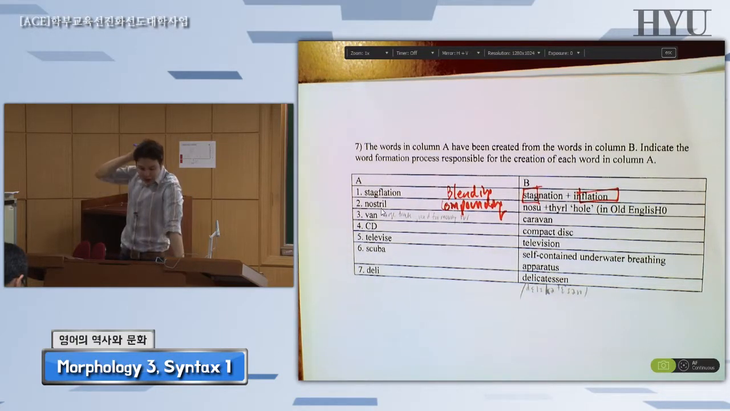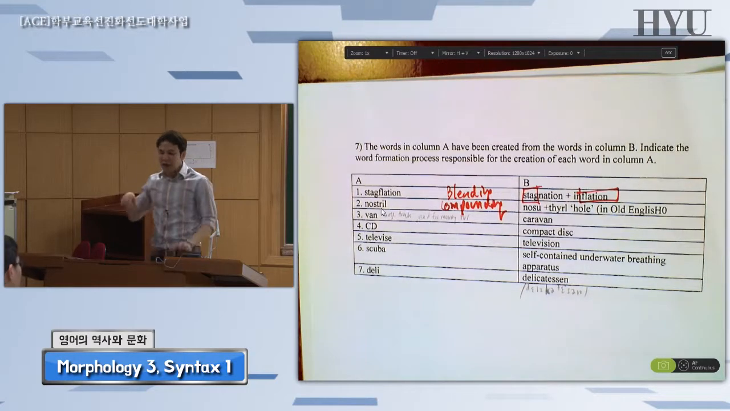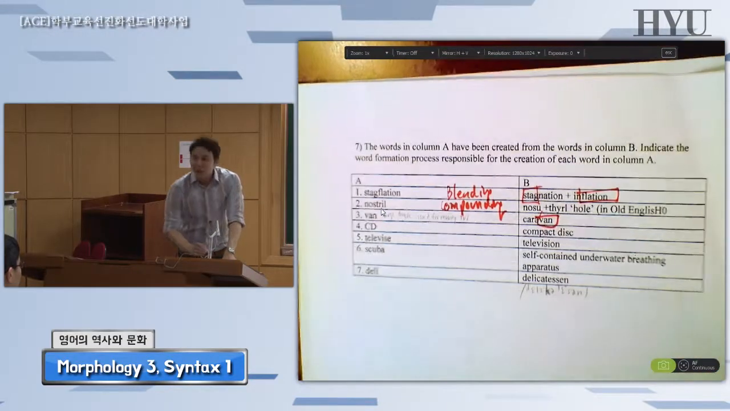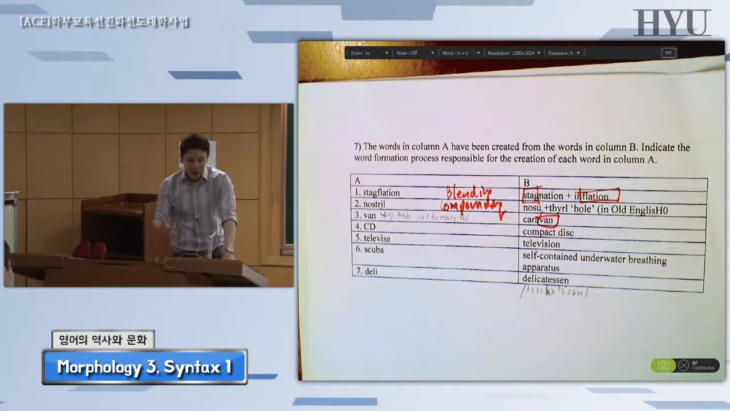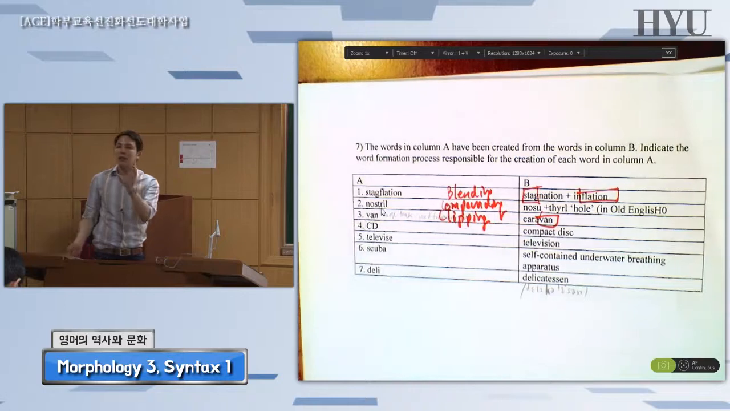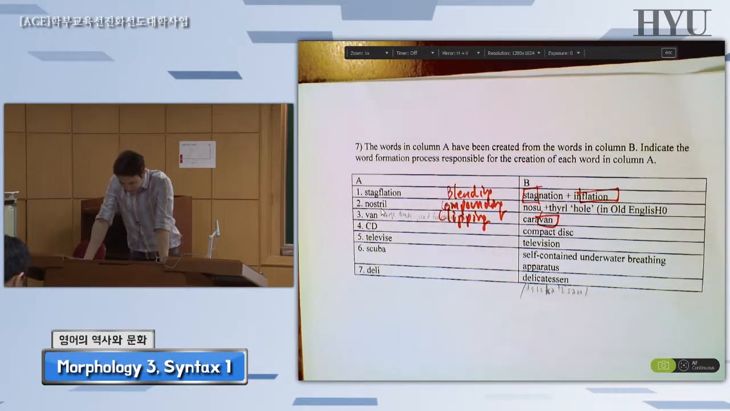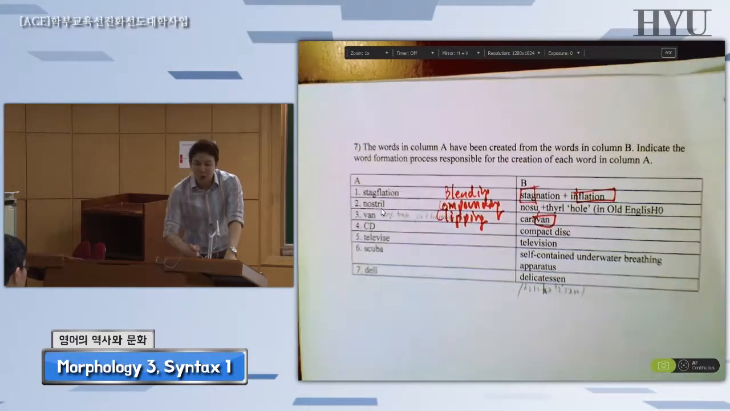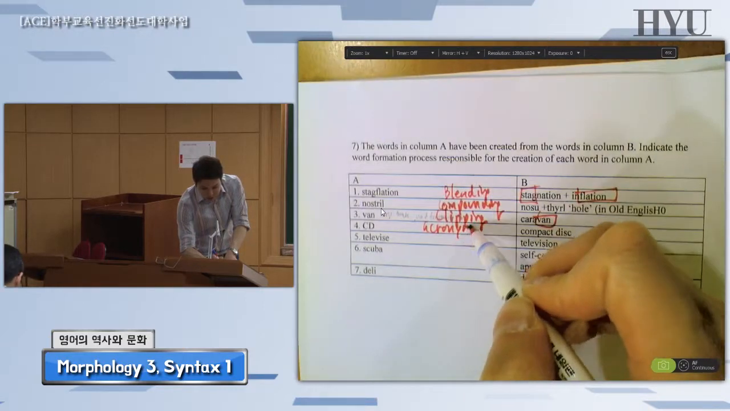Next one is van, right? A van is from caravan, right? Caravan, right? In this case, you just take this one, right? Take this part from it. So it's clipping. Right? Van is a truck-like vehicle, right? Next one is CD, right? Compact disc, CD-ROM, for example, compact disc. So you pronounce it as CD. We call this acronym, right? Acronym.